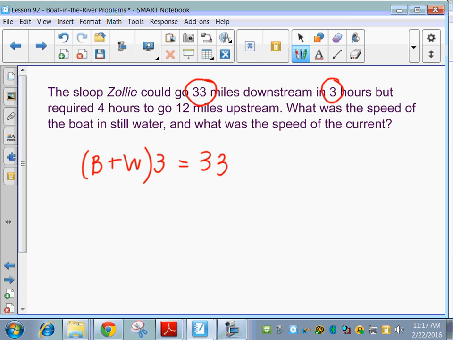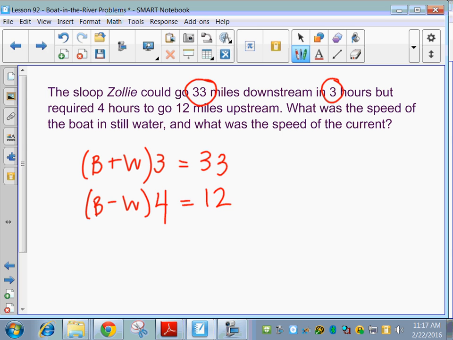Now the next one says it required 4 hours to go 12 miles upstream. So is upstream with the water or against the water? Against the water, so it's not helping us move any faster. So boat minus water, and this time it took us 4 hours, and we went 12 miles upstream.